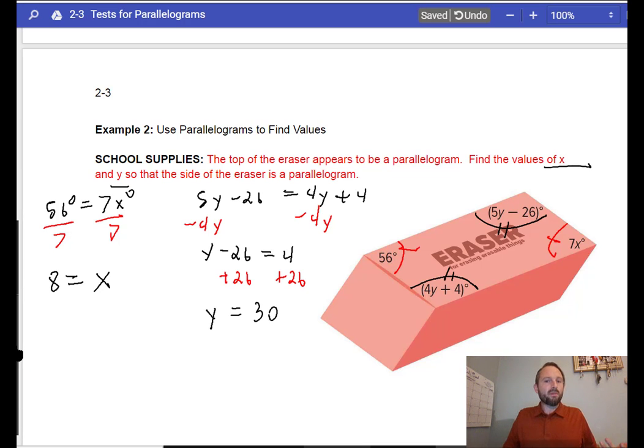All right, well, if this is a parallelogram, then these angles must be true. 8 is equal to x, and y is equal to 30. That's it. We're done. Let's go on.